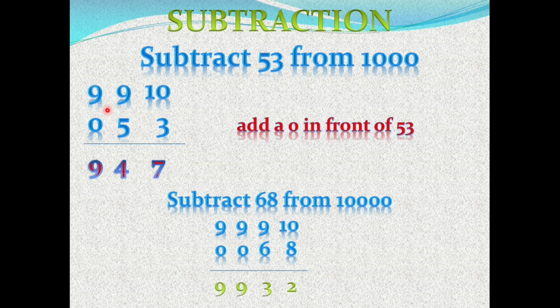How could it be done? Watch, guys. Add a 0 in front of it, so this has become 053. Why have I added a 0 in front of it? Because the base here is 1000. As the base here is 1000, the number of zeros available in this base is 3. So the length of this one should also be 3. So I have written 053, which should be subtracted from 9, 9, 10. 9 minus 0 is 9, 9 minus 5 is 4, and 10 minus 3 is 7.